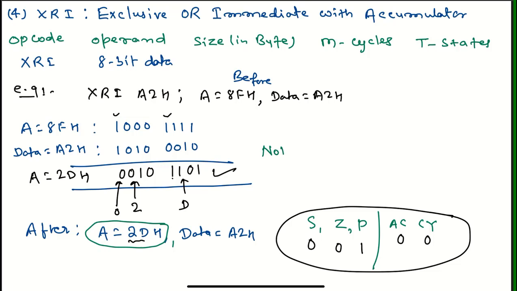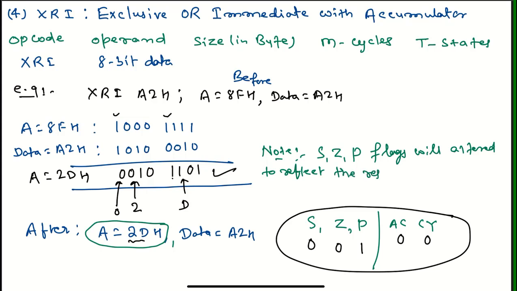In the note we can write down here that sign, zero, parity flags will be altered to reflect the result. But auxiliary carry will be 0 and carry will be 0 irrespective of the result obtained here. So that is the main key point here. You must remember this.